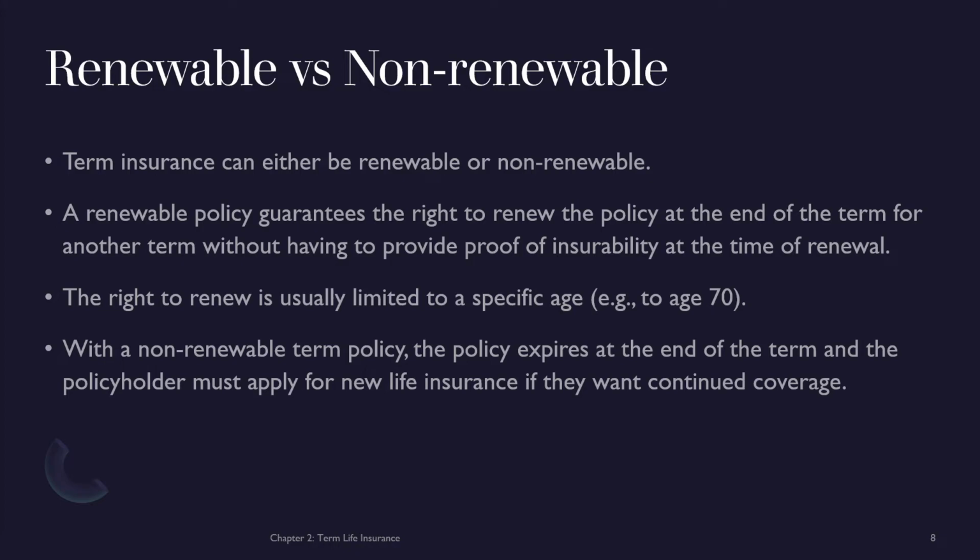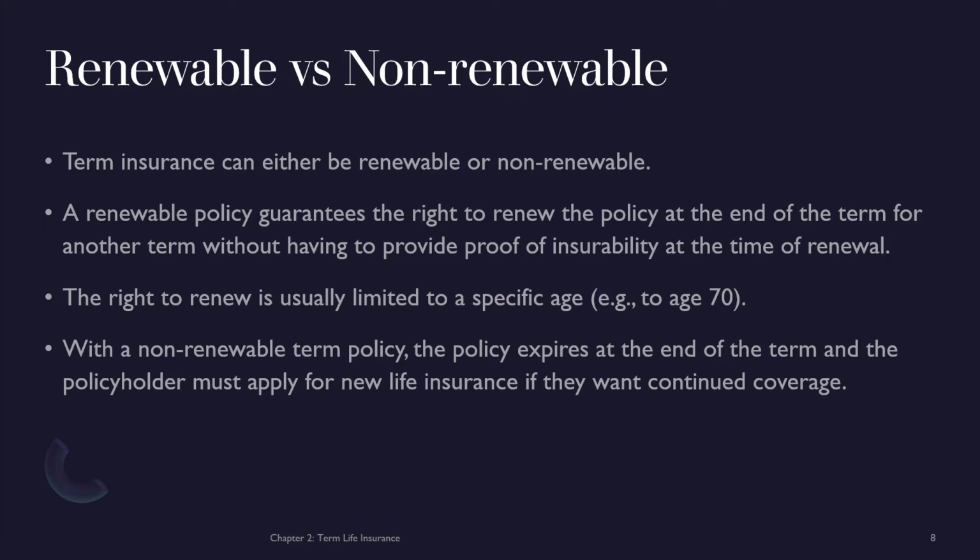That being said, the premiums are much higher once the policy does renew. Now, the right to renew the policy is usually limited to a specific age, which is around age 70. And with a non-renewable term policy, the policy will just simply expire at the end of the term, and the policyholder must apply for a new life insurance policy if they want continued coverage. It does seem that most term life insurance policies nowadays are renewable, but it is possible that you may encounter some non-renewable policies.